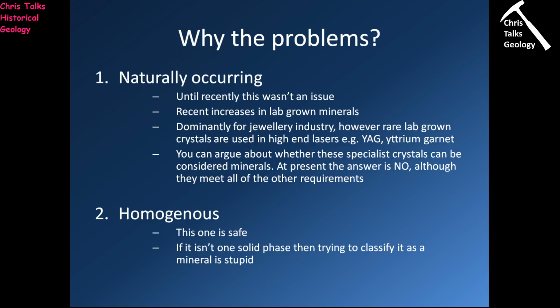So okay, now let's go through each of the criteria one at a time. We're going to see where the problems come from. So the first one is naturally occurring. Now naturally occurring hasn't been an issue for a very, very long time.